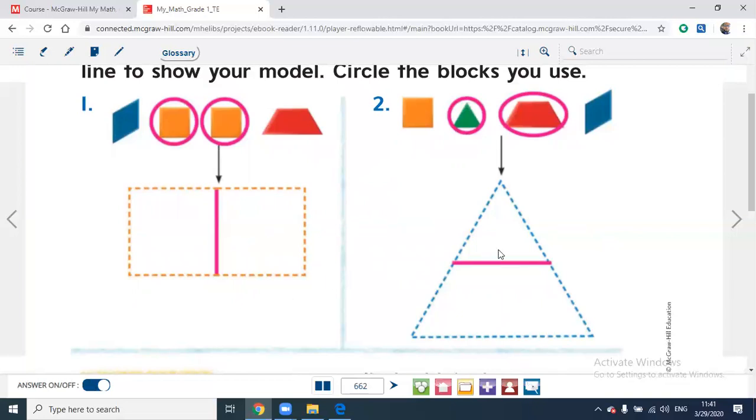Here also, it was a large triangle. I can draw a line inside it to divide it into two shapes. The first one is a triangle, the second one is a trapezoid. The first one here, the green one, the second one is this red one. Okay?